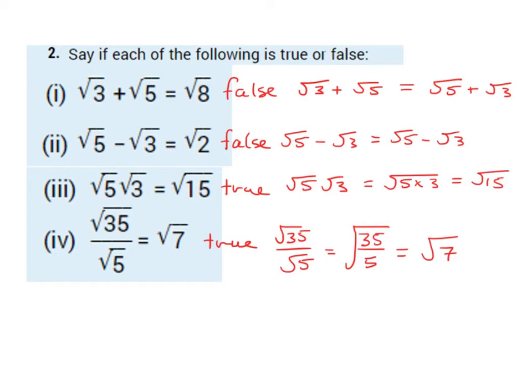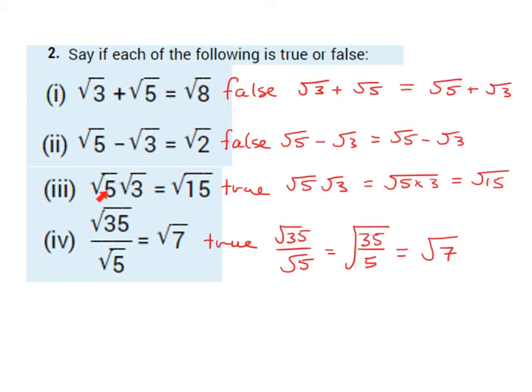In the same way, root 5 minus root 3 equal to root 2 is also false, because you can't just subtract the numbers. You can't say 5 take away 3 gives us 2. So if you put root 5 minus root 3 into the calculator, the simplified version is just going to be root 5 minus root 3.